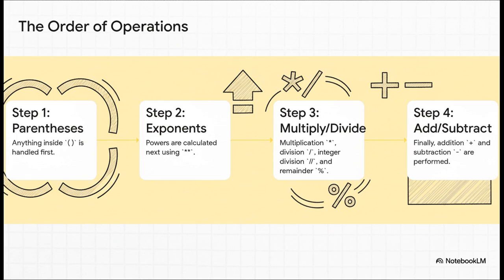First up, anything in parentheses gets solved. Then it handles any exponents. After that comes all the multiplication and division stuff. And dead last, it does the addition and subtraction. Getting this order right is the key to making sure your program isn't giving you wild, incorrect answers.